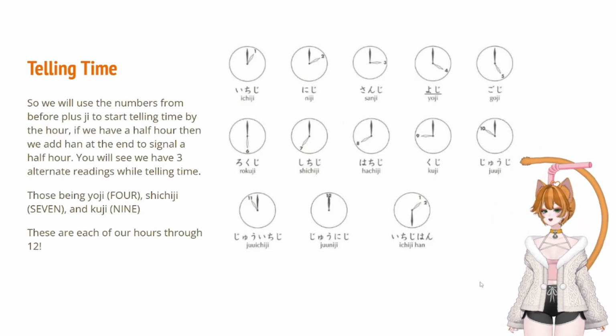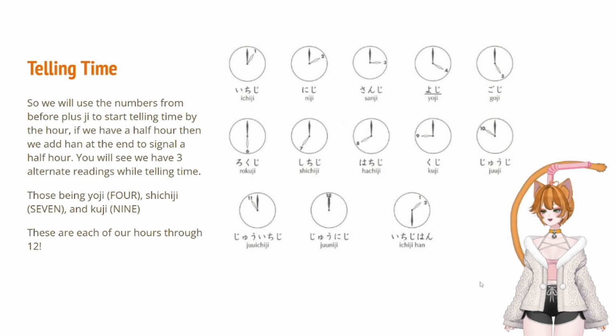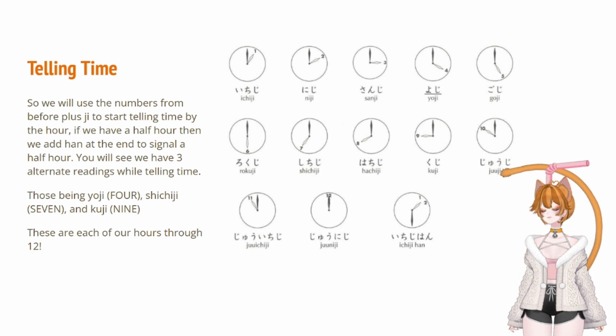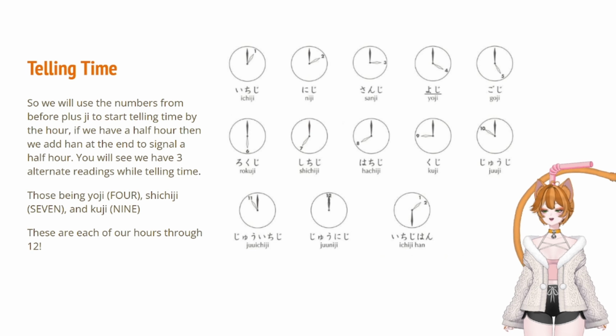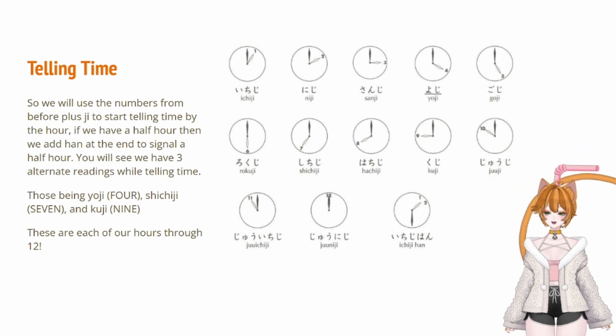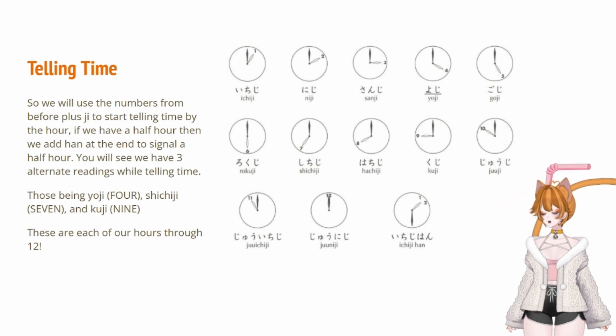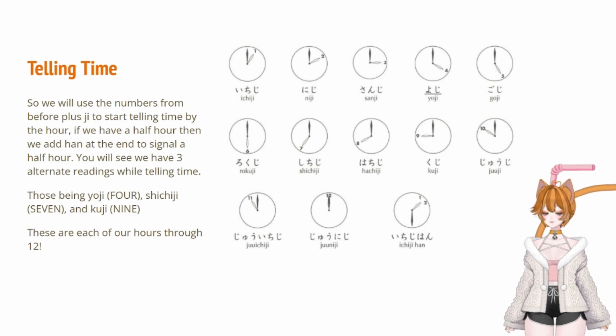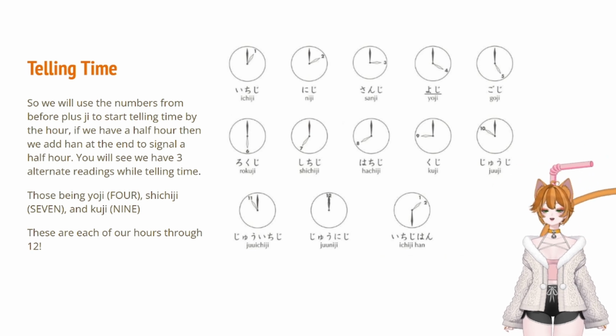So, now that we know our numbers, let's move into telling time. So we will use the numbers from before plus ji to start telling time by the hour. If we have a half hour, then we add han at the end to signal a half hour. You will have 3 alternate readings when telling time, those being yoji, which remember we saw yo as an alternate reading, 4, shichiji, 7, and kuji, 9. These are each of our hours through 12.